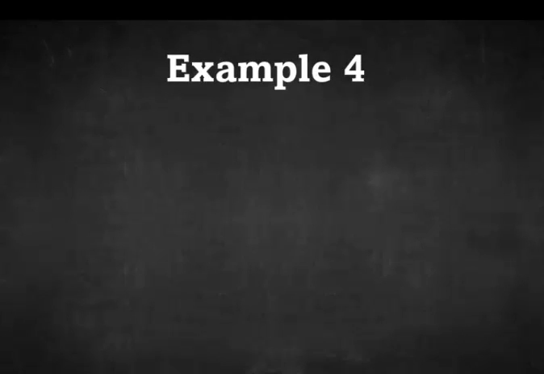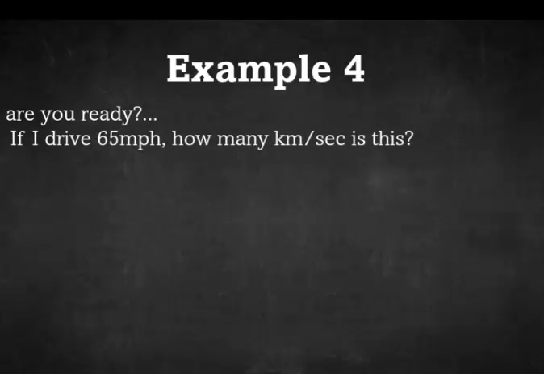Now example 4, and this one is going to be a challenging problem for you. If I drive 65 miles per hour, how many kilometers per second is this? The first thing, which I have already mentioned in the previous tutorial, is you need to know how many kilometers are in a mile. And I'm just reminding you, there's 0.6 kilometers in 1 mile. Now, we're going to set this up because we actually have to do 2 types of conversions. We have to change miles to kilometers, and we have to change hours to seconds.